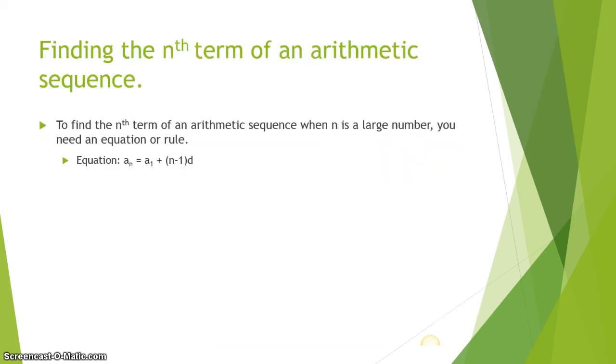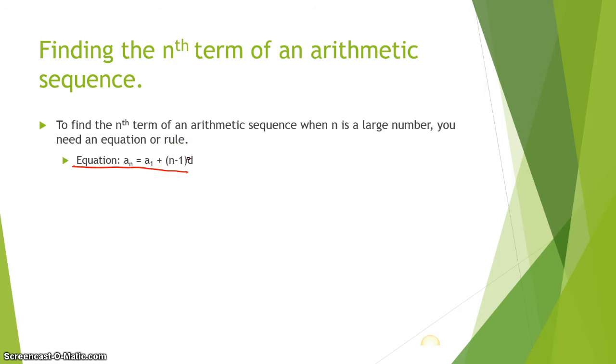The next thing you'll see in 4.6 is what's called finding the nth term of an arithmetic sequence. So when you're finding the nth term of an arithmetic sequence, when n is a large number, you need an equation or rule to help you find the nth term. So there is an equation, and the equation is here, where you're going to take a of n equals a of 1 plus n minus 1 times your d, your common difference.